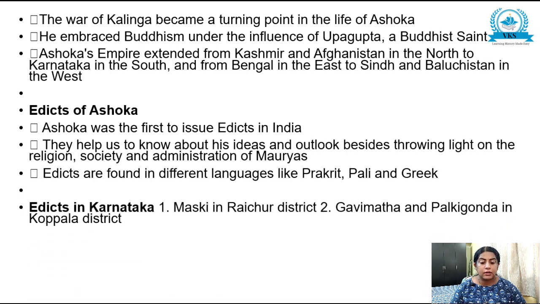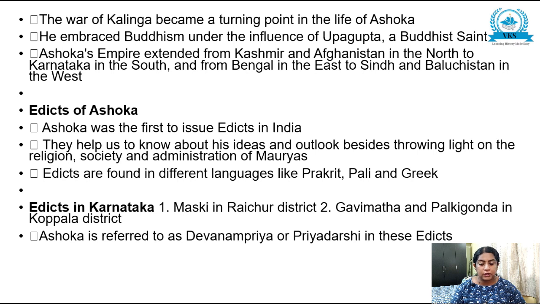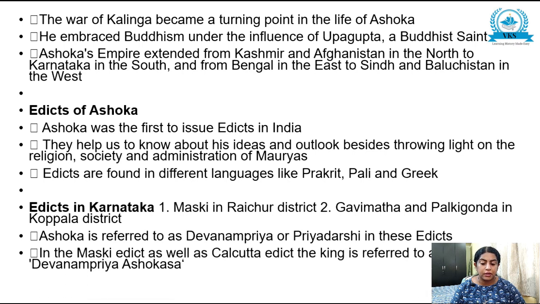Now edicts in Karnataka: Maski in Raichur and Gavimata and Palkigonda in Koppala district. Ashokan edicts can be found in Karnataka. Ashoka is referred to as Devanampriya or Priyadarshi in these edicts. In the Maski edict as well as the Calcutta edict, the king is referred to as Devanampriya Ashokasa.